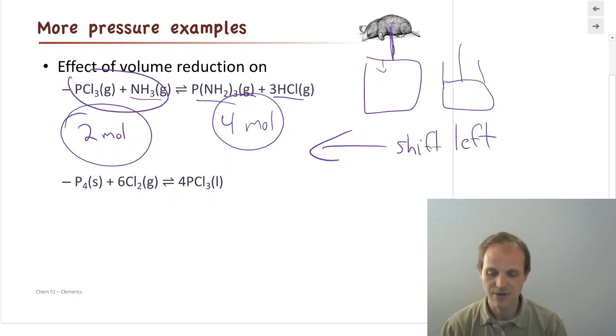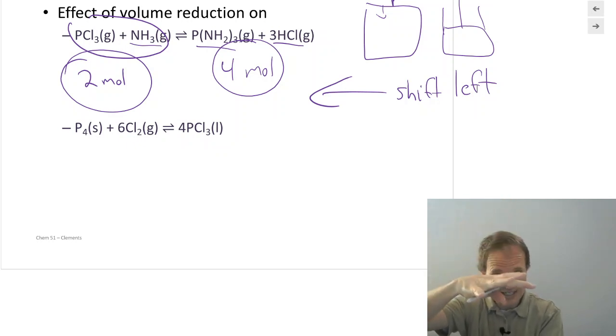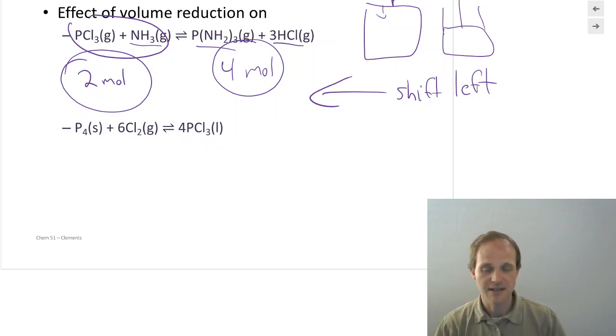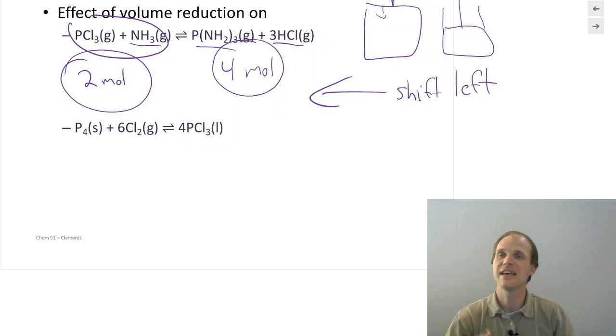How about that second reaction? Here we've got phosphorus as a solid, chlorine as a gas, making PCl3 as a liquid. Now we're going to take that and shrink it down. What's that going to affect? Is it going to affect the P4? No, right? When you shrink a container that has gas in it, you don't make solids smaller. It's not going to affect PCl3. You don't make liquid smaller. And who cares if you did, because they don't appear in our K expression.